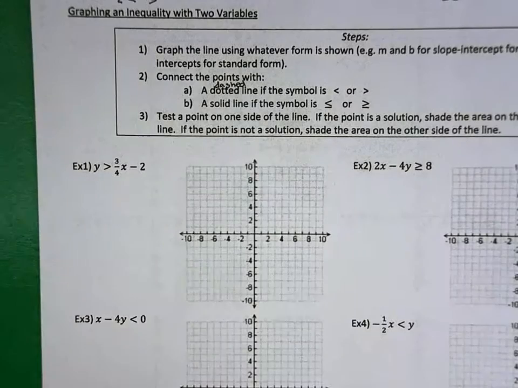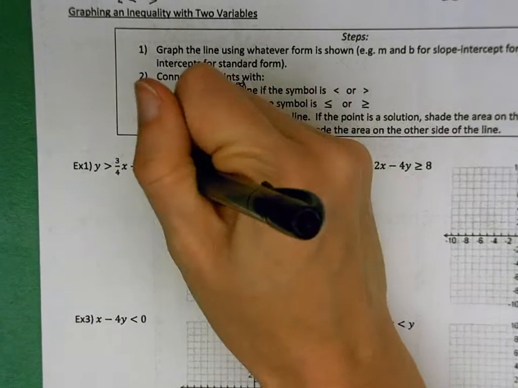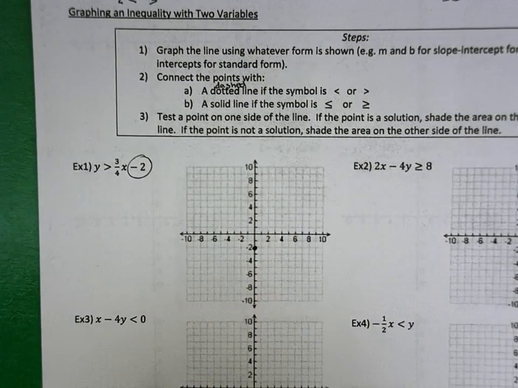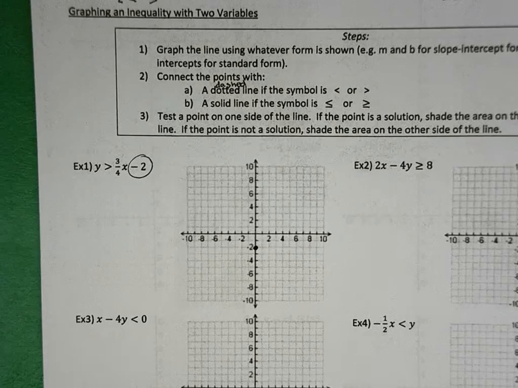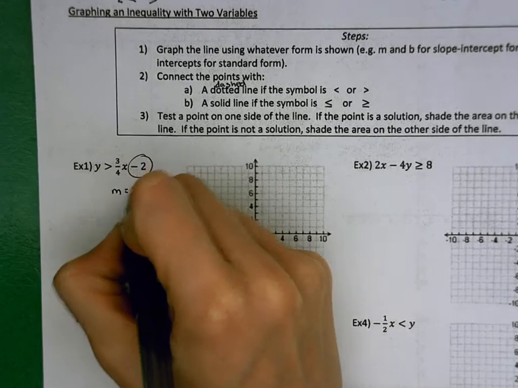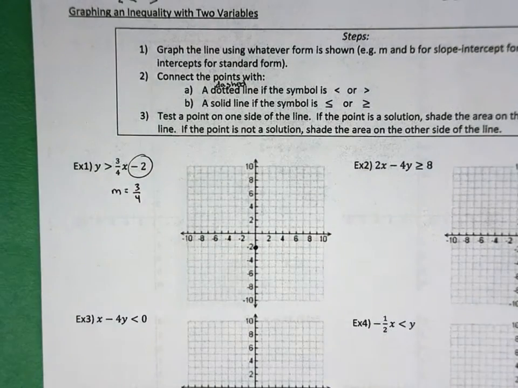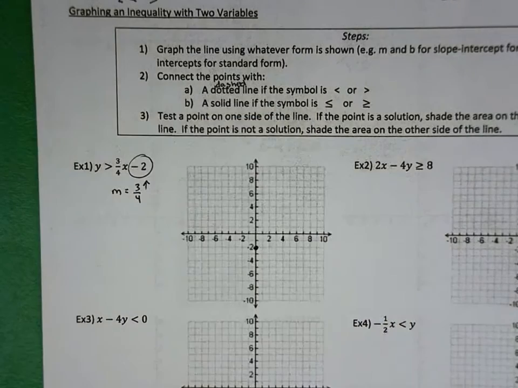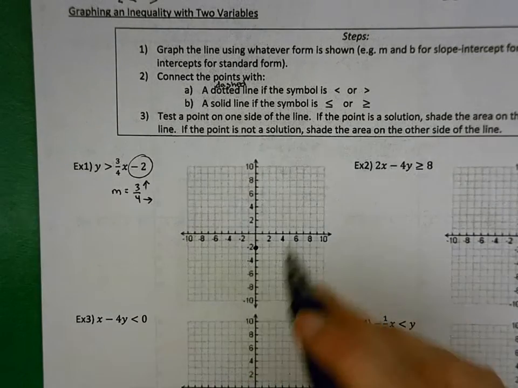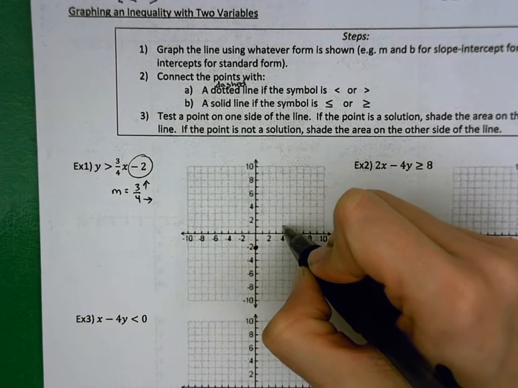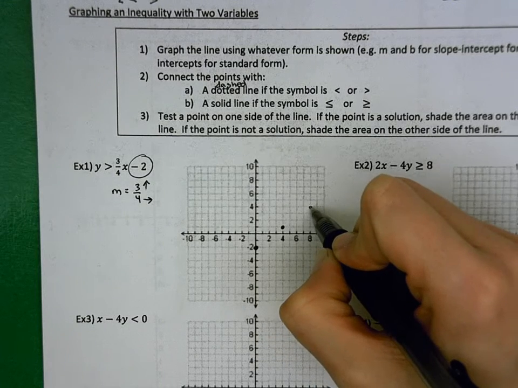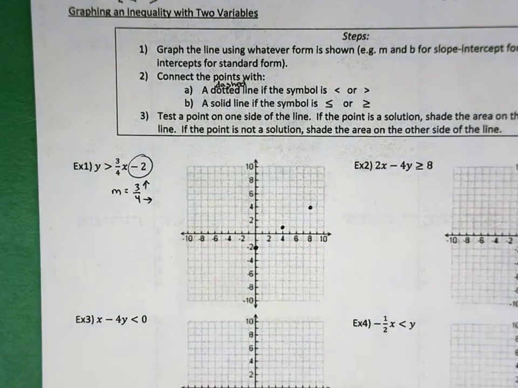This is in slope-intercept form, so I know my b. My b is -2, so that's where I'm going to start. It's my y-intercept down here at -2. My slope is 3/4. My m is 3/4. Which means I'm going to be going up 3, because it's positive, and then right 4. So starting here, I'm going to go up 3, 1, 2, 3, right 4. And I'm going to connect those points.